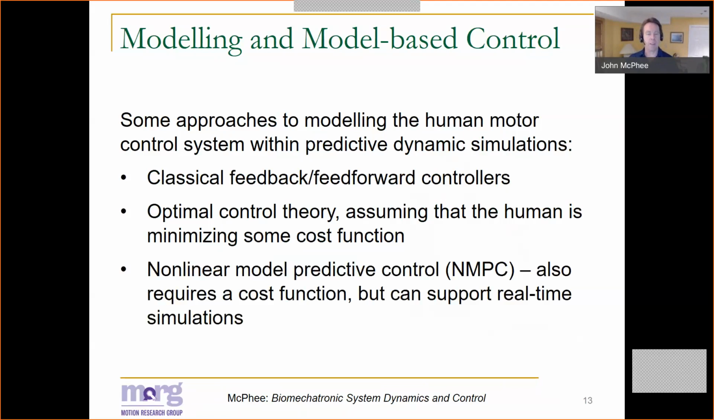Lastly, and very recently, there's been some work that has showed that a semi-optimal control method, nonlinear model predictive control, can also predict how humans move. And the advantage of using an MPC approach is that although it requires a cost function and therefore an assumption, it can support real-time simulations. And in terms of device control, this looks like a very good candidate, especially if it gives us a good representation of what the human motor control system is doing. I'll give you examples of all of these in the next 20 minutes.